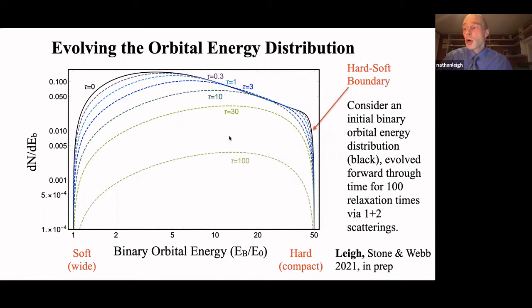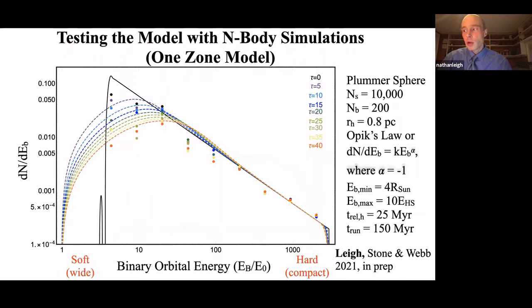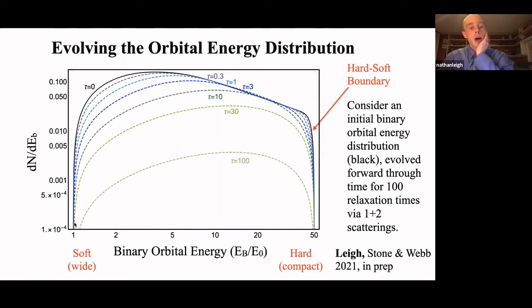And so on the x-axis, we have the final post-energy binary orbital energy normalized by the total interaction energy. And the y-axis shows the fraction of binaries in each bin in orbital energy. The black line shows our assumed initial distribution of binary orbital energies given by Öpik's law. And this is just an analytic power law distribution motivated by observations of young binary populations thought to be unmodified by dynamics. And so first I'll point, this is the n corresponding to wide binaries. This is the n corresponding to compact binaries.